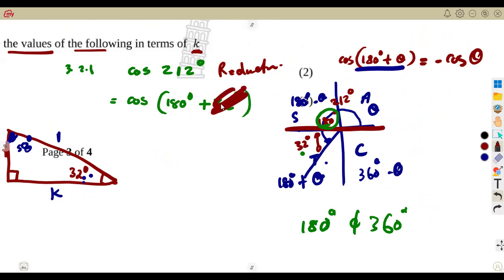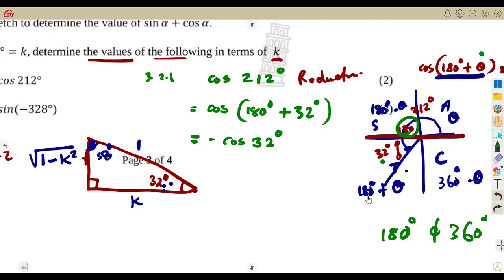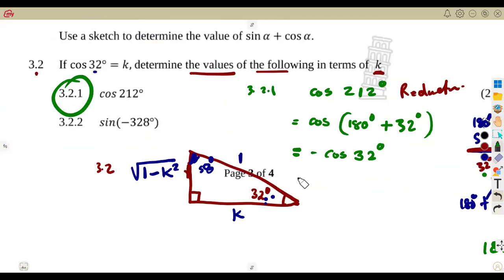That is what we are used to. But we are no longer having theta, guys. What represents theta in our question? The angle 32. So if it was going to be minus cos theta, in our case, it is going to be minus cos 32 degrees, which is the acute angle. Theta represents the acute angle, and our acute angle is this 32. So that's it, guys. Know your reduction formula as much as you can. So minus cos 32 means minus what? Cos 32 is k. So it's minus k, just like that.